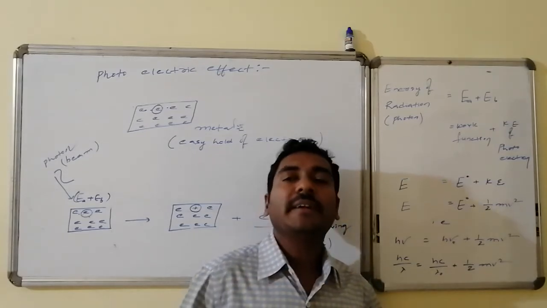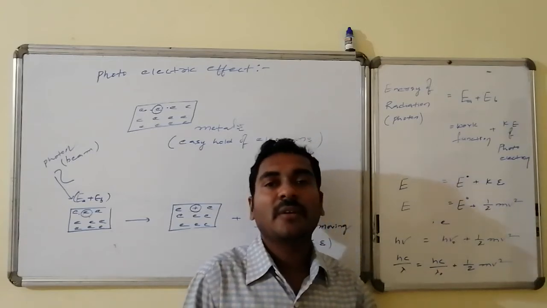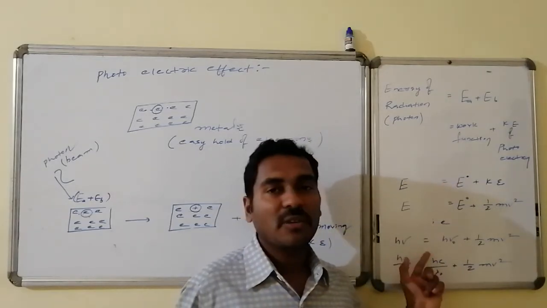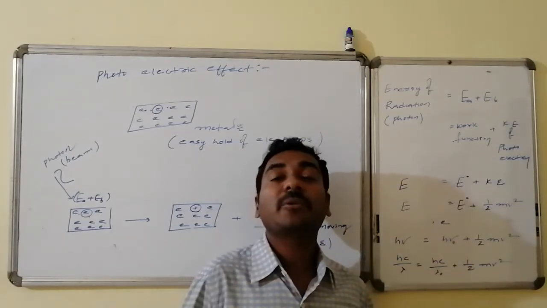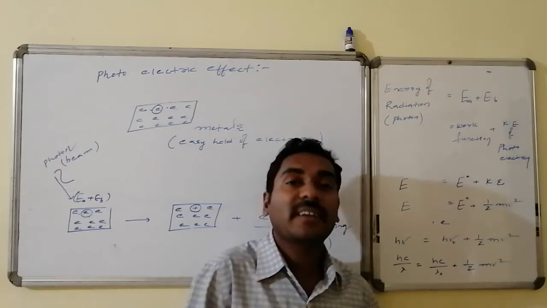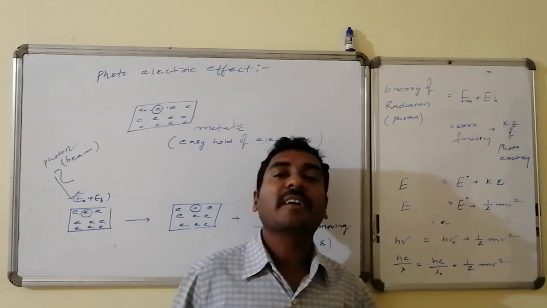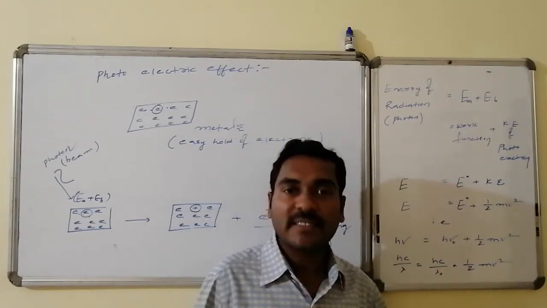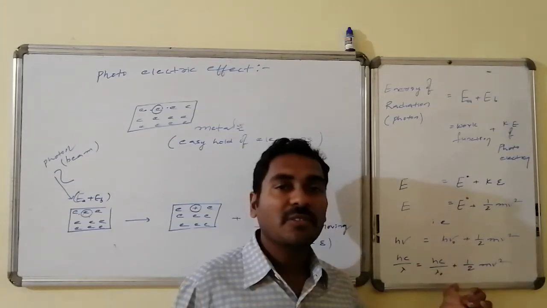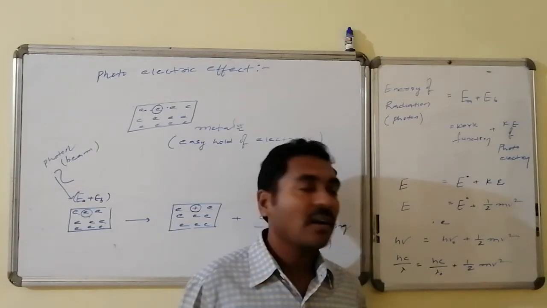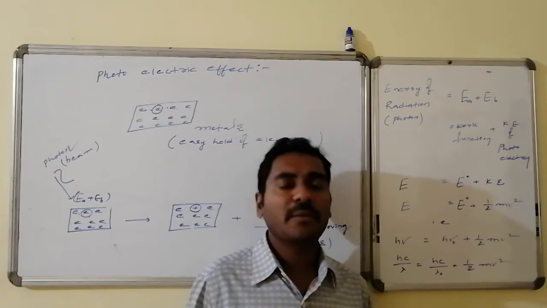In terms of wave parameters, if I express this, h nu equals the total energy of incident radiation, which equals h nu 0, that is the minimum amount of incident radiation required to make the electron free, plus the remaining amount of energy present in the form of kinetic energy. Kinetic energy of a mass with velocity equals half mv square, whereas hc by lambda equals hc by lambda 0 plus half mv square. We can express this in terms of h nu or hc by lambda also.